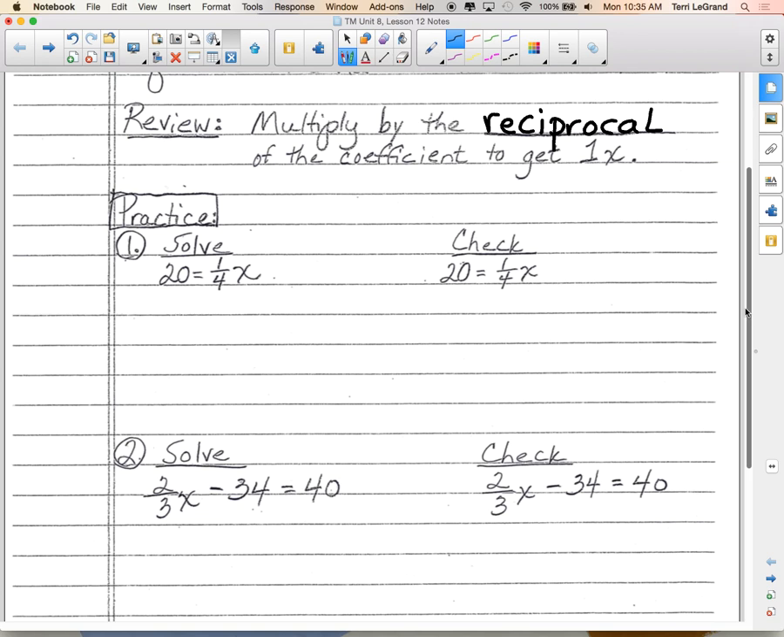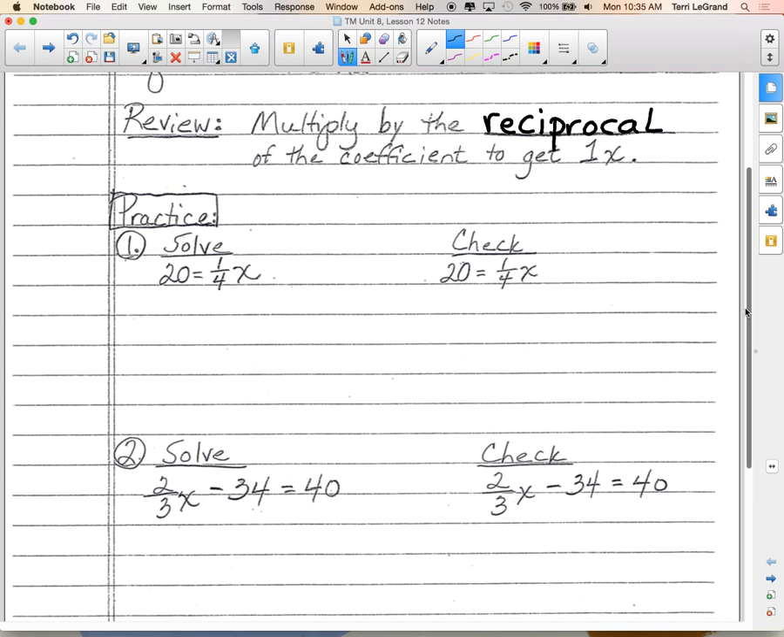Okay, so we're going to practice a couple of these types of problems, and then we'll go on to our other learning goals. So our first one is we're supposed to solve the equation 20 equals 1/4 x. What's our coefficient? Caden? What's our coefficient right now in the equation? 1/4. Okay.